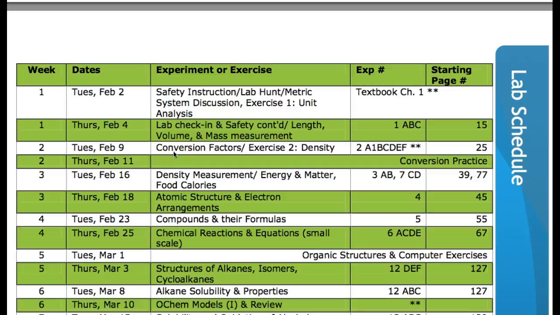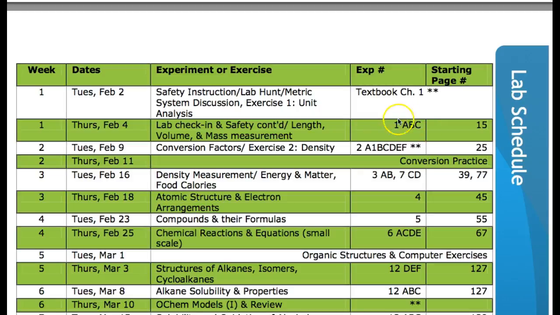We have two materials we're going to be working from. The first one is the lab manual. If you see a starting page here, that means that it's coming from the lab manual. And then if you see the double asterisk, that means it's coming from the lab safety packet. So I know it's a little bit confusing.